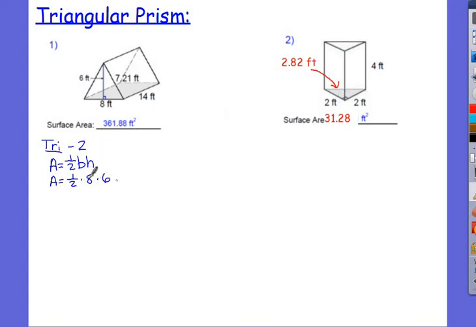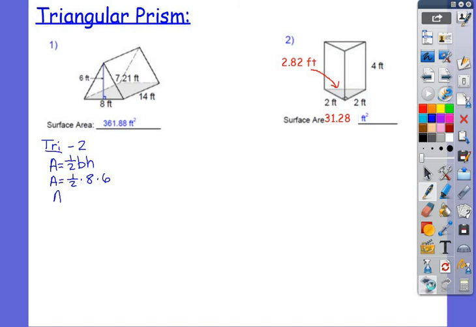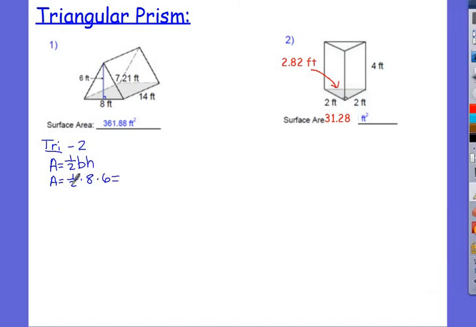Back to this problem. What is 8 times 6? 48. What's half of 48? 24. How many sets of these areas do I need? 2. So times 2, and I'm back at 48. So my triangle's area is 48.